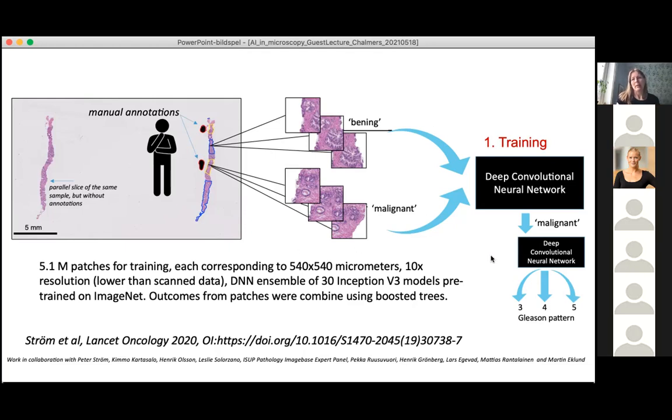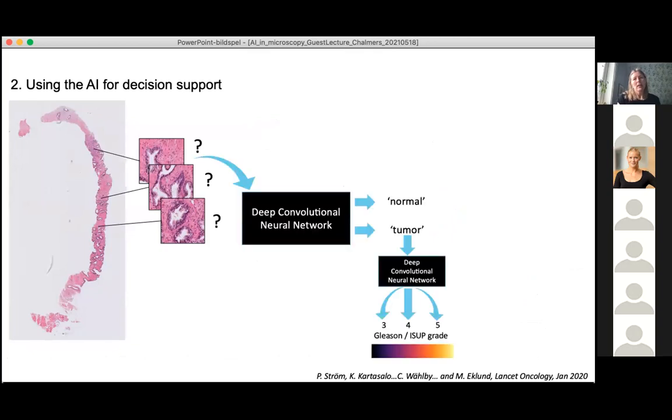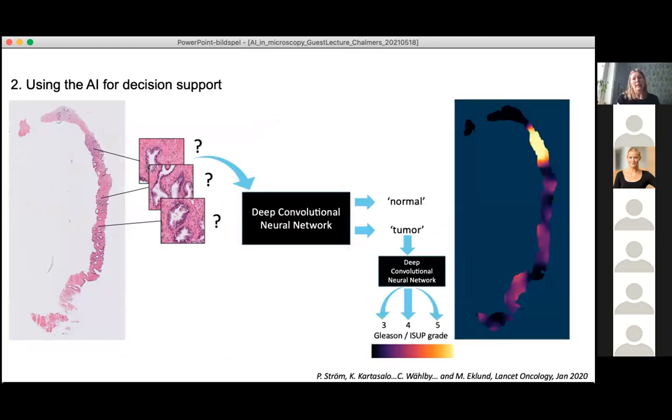So the network actually consisted of 2 parts. One that decided if a patch was benign or malignant, and then a second network that decided what grade, or how serious, this cancer was. And then we could use it on unseen or unlabeled biopsies and apply it. We got a heat map as output that we could overlay on the original image and use as a guide for the pathologist.